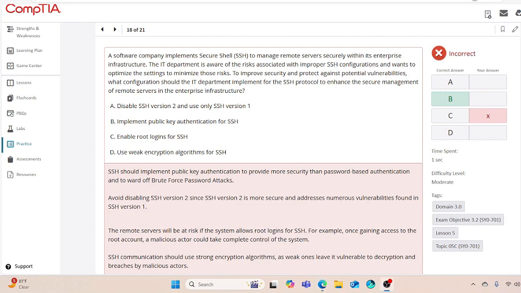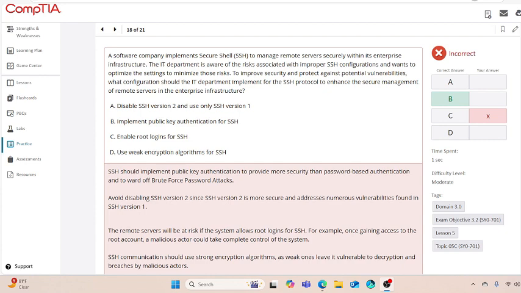A software company implements Secure Shell (SSH) to manage remote servers securely within its enterprise infrastructure. The IT department is aware of the risk associated with improper SSH configurations and wants to optimize the settings to minimize those risks. To improve security and protect against potential vulnerabilities, what configuration should the IT department implement for the SSH protocol to enhance the security management of remote servers in the enterprise infrastructure?